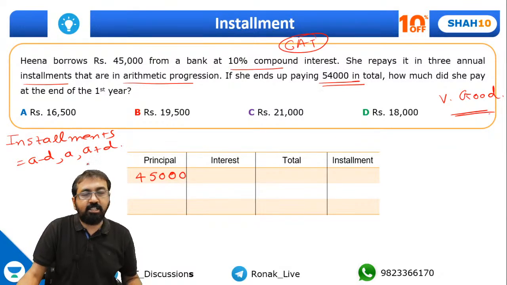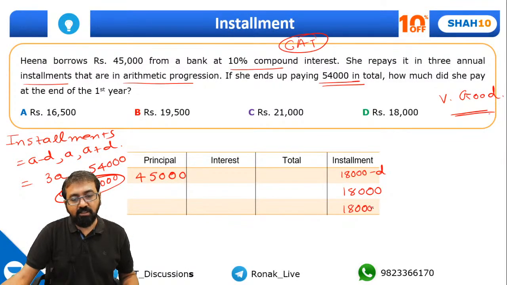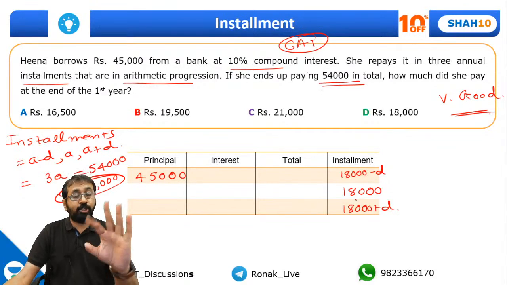Can I say these are in arithmetic progression? So the total will be 3A, which is given as 54,000. So A will be equal to 18,000. Now what is A? A is nothing but the installment at the end of the second year. So I know the second year installment is 18,000. The first will be 18,000 minus D, and this will be 18,000 plus D. The value of D is what I need to figure out.